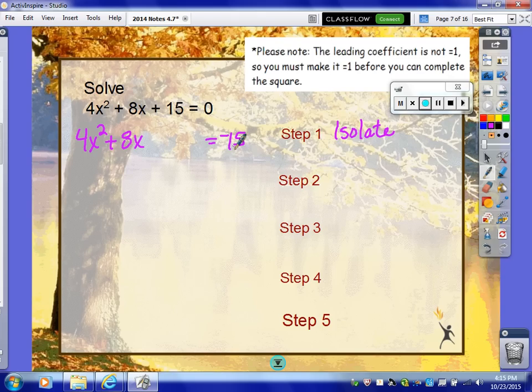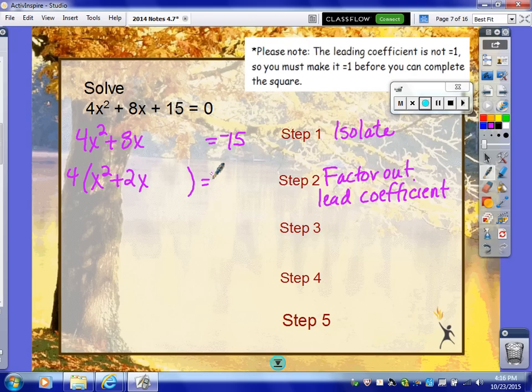Now, before I find my c, I need to factor the GCF. Well, not necessarily the GCF. Let's change that wording because it's whatever my lead term is. So factor out the lead coefficient because it might not always be the GCF. I'll show you an example of that in class. So let's pull out that 4. So we're left with x squared plus 2x. Leave my space for my c, equals negative 15.